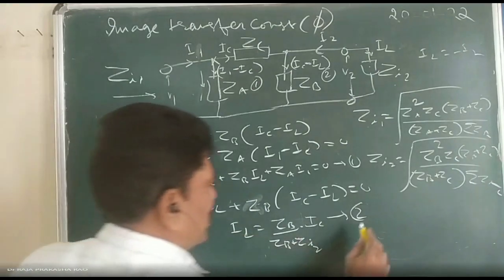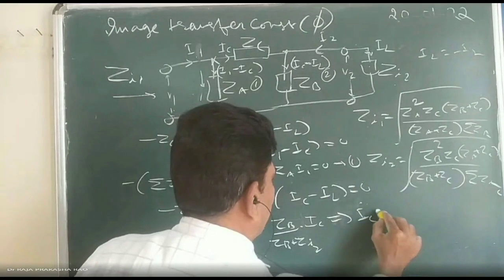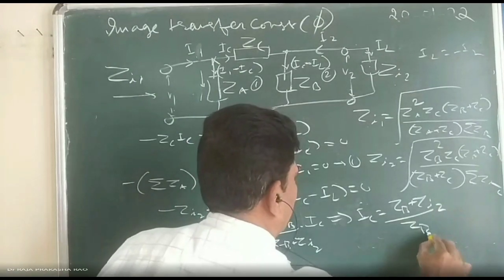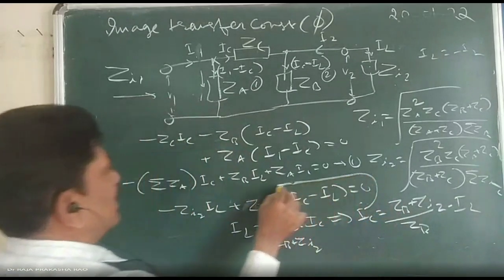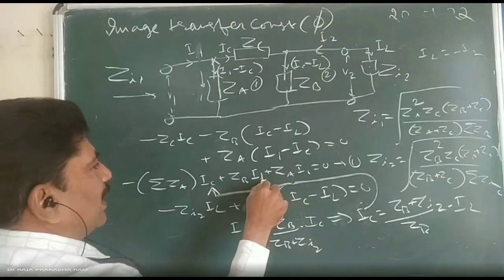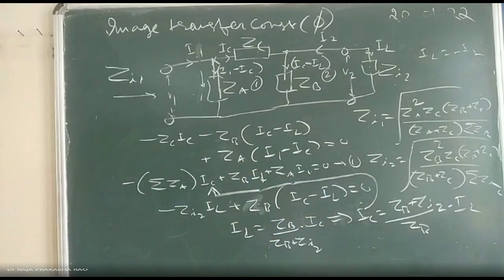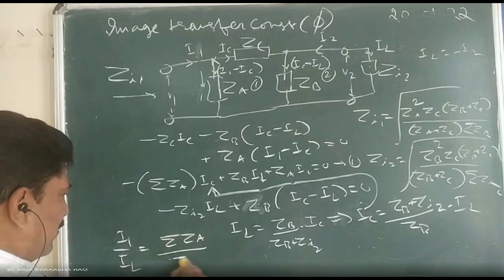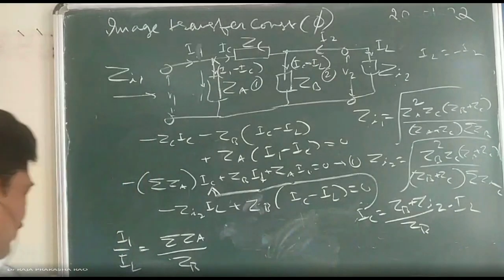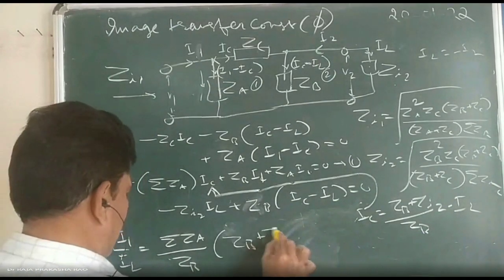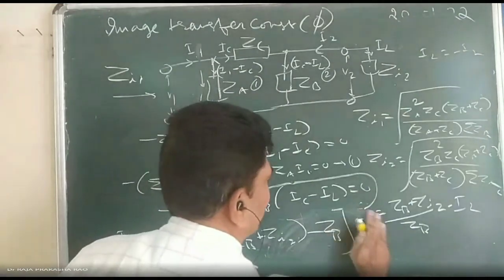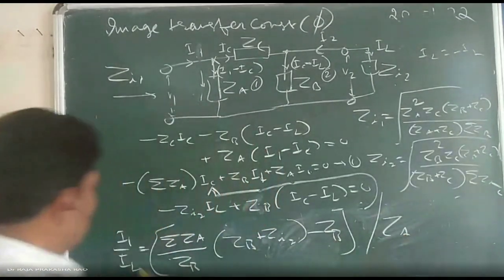From this we get IC is equal to ZB plus ZI2 by ZB into IL. You substitute IC in equation 1, and we will get it in terms of I1 and IL. After substitution, I1 by IL will be equal to sigma ZA by ZB into ZB plus ZI2 minus ZB, divided by ZA. So now we got the ratio I1 by IL.